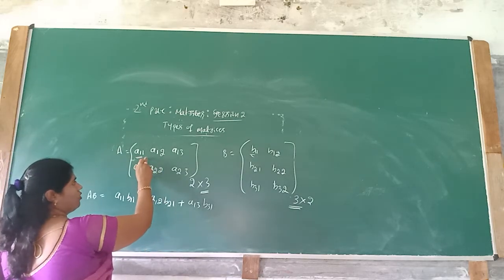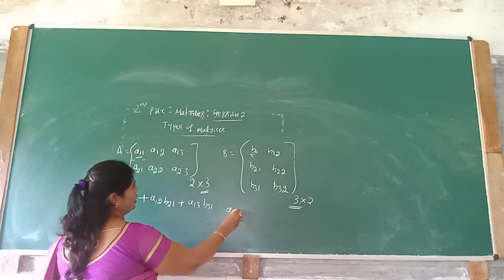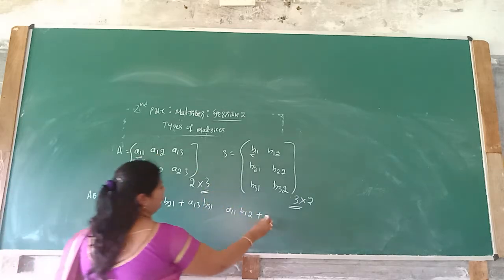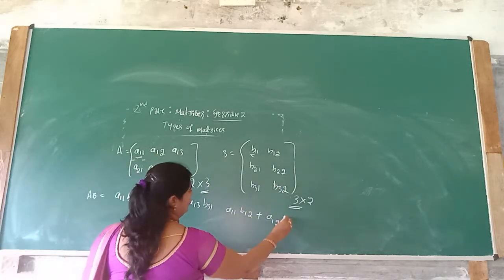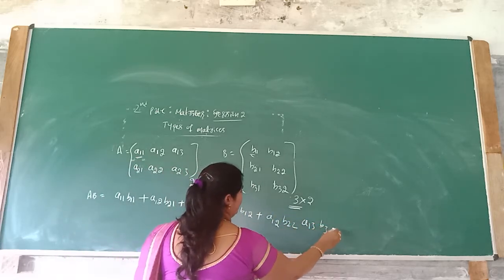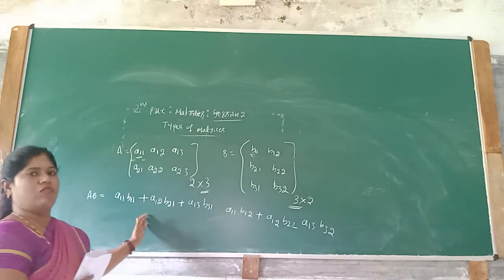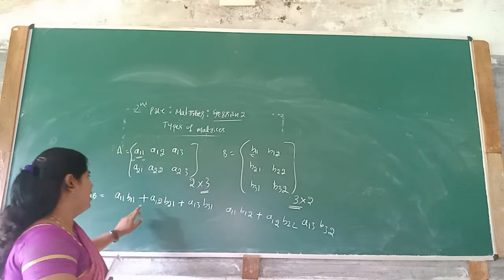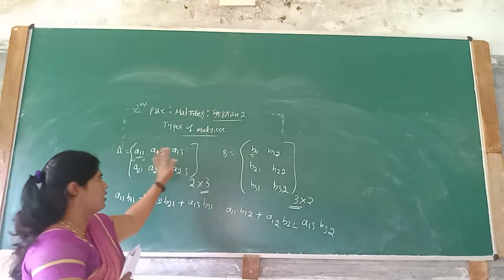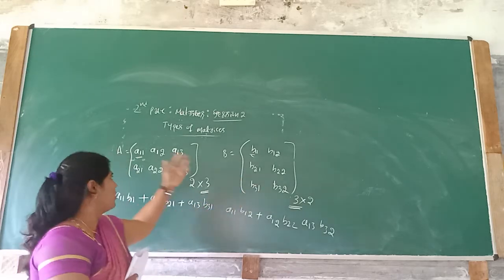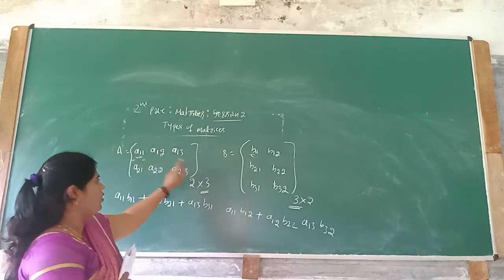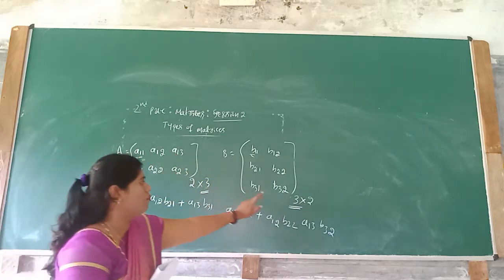Similarly, we go for first row, second column. A11, B12; corresponding elements we have to multiply. A12, B22. Next one is A13, B32. Okay, be very careful about this. A11, B11 plus A12, B21 plus A13, B31. First row, first column is over. Next, first row, second column: A11, B12 plus A12, B22 plus A13, B32.